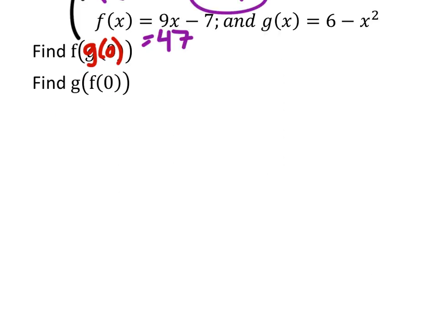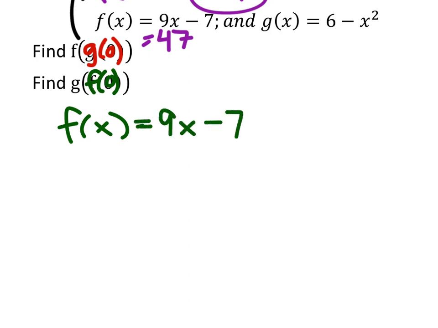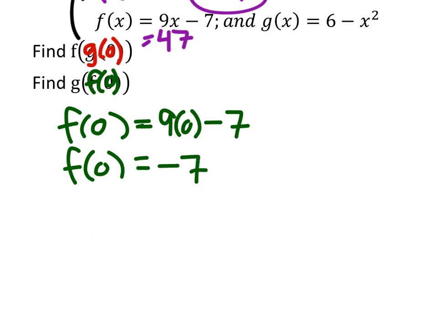Now let's do g of f of 0, okay? Once again, we're just going to focus on f of 0 first and figure out whatever that is. So f of x is 9x minus 7. But we know from this expression that it's f of 0, so we're just replacing the x with 0. Evaluating this one, 9 times 0 is 0. 0 minus 7 is negative 7.